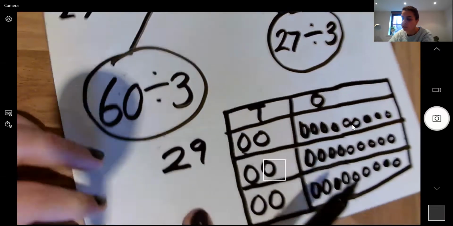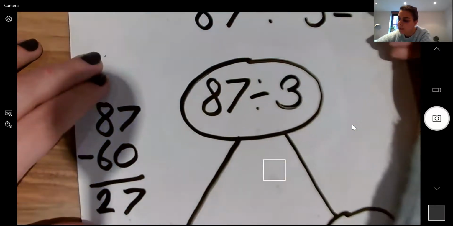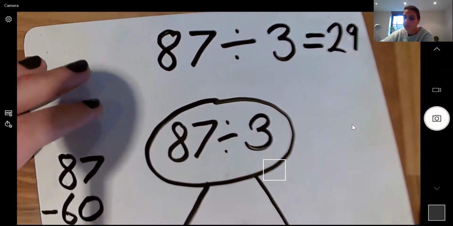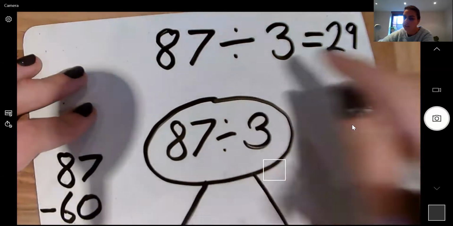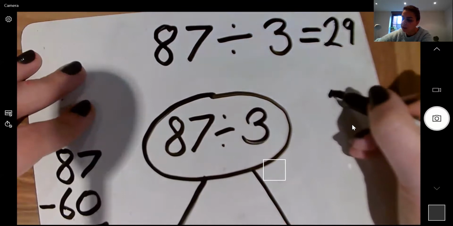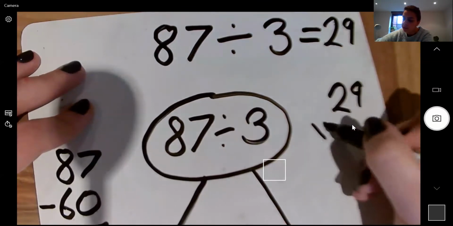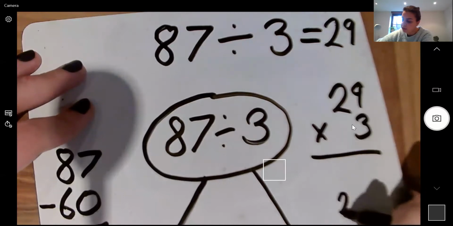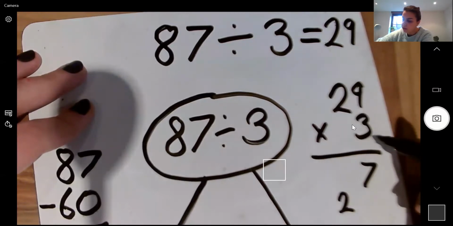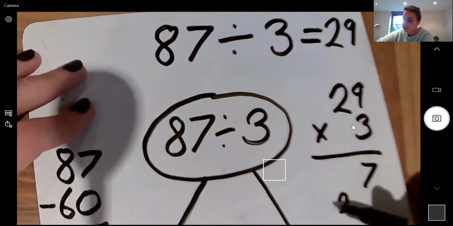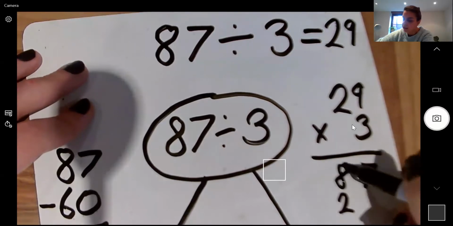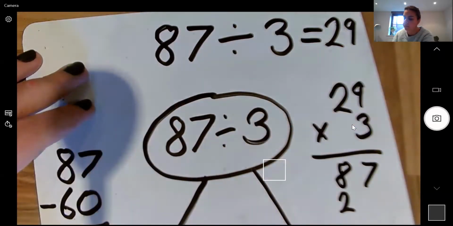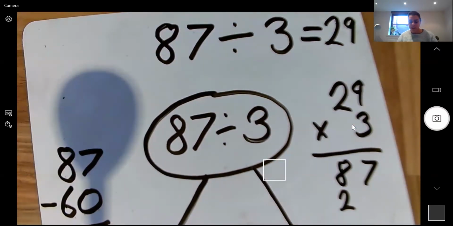So my answer will be 29. Now I can check that. Some of you will know that I could do the inverse. The inverse of divide is multiplication. So if I did 29 multiplied by 3, 9 times 3 is 27. 3 times 2 is 6. Add the 2 is 8. I get 87. So that's how I can check my answer. Some of you can do that as well. Now I know that can be a little bit complicated.